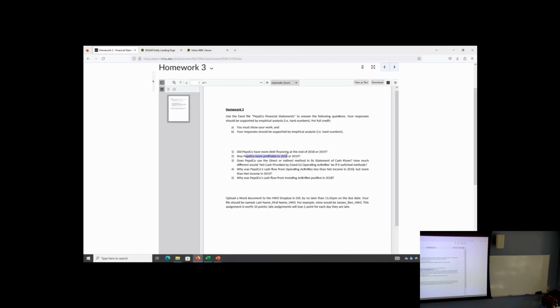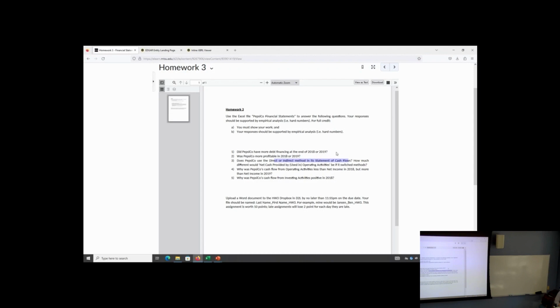Was PepsiCo more profitable? Again, there are many metrics we can use to evaluate profit. You can look at the nominal level, but that's only a start. Always consider the relative performance relative to operating, gross, net profit relative to revenue. What does it look like when we change it to cash flow? There are many ways you can gauge a company's profitability.